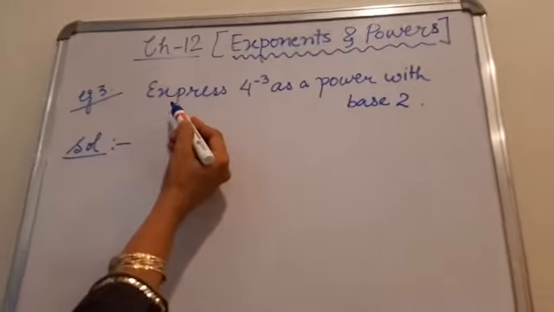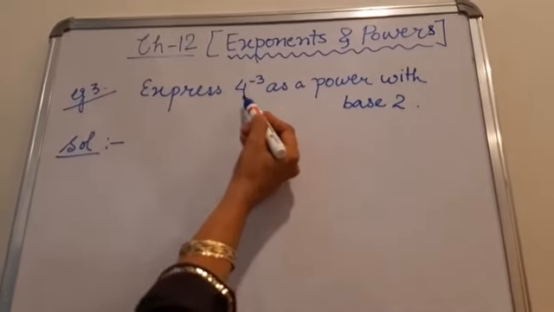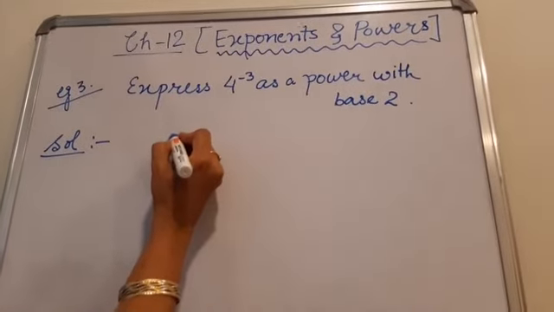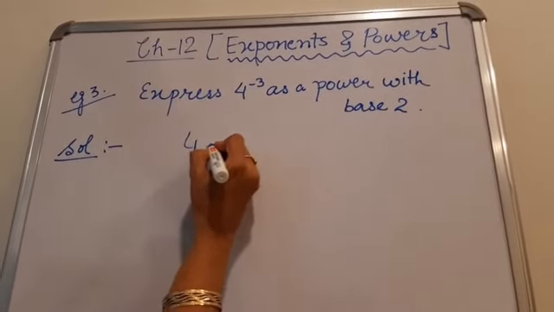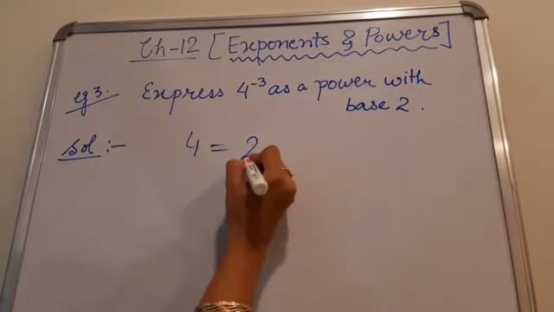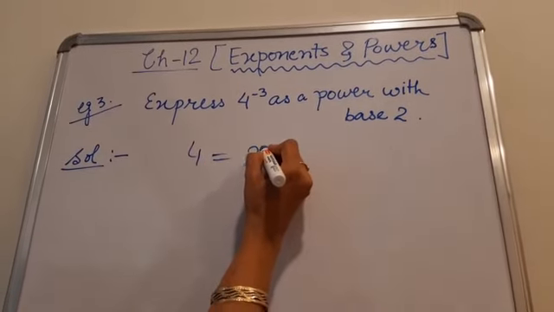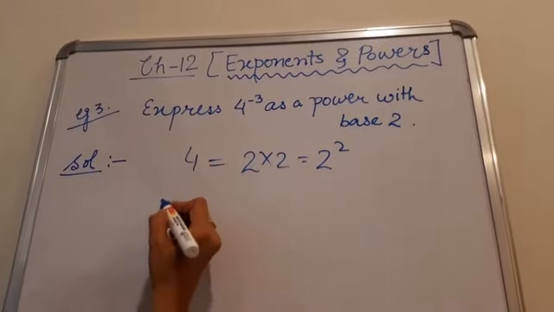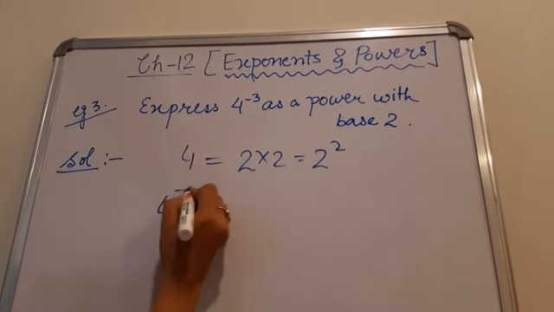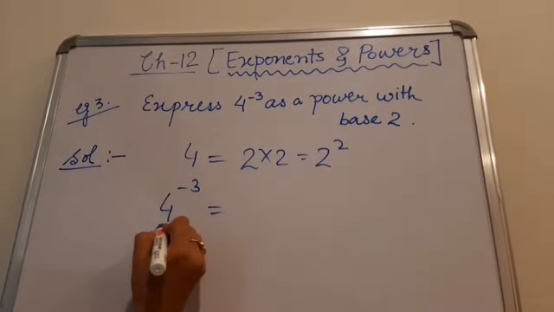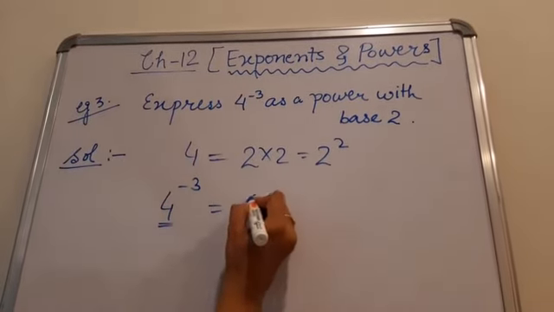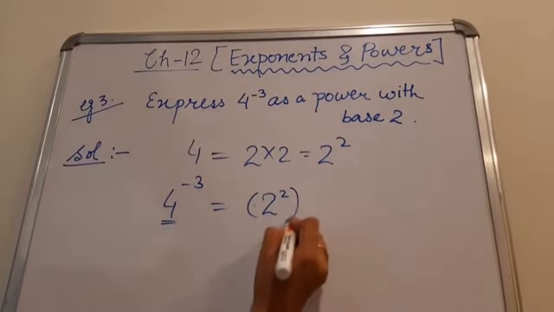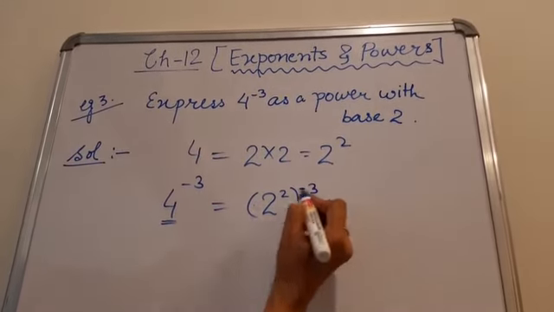Example 3 of your book is: express 4 raised to power minus 3 as a power with base 2. First of all, we can write 4 as 2 raised to power 2, because 4 means 2 into 2, which means 2 raised to power 2. Now 4 raised to power minus 3 is given to you, and instead of 4 you will write 2 raised to power 2, all raised to power minus 3.